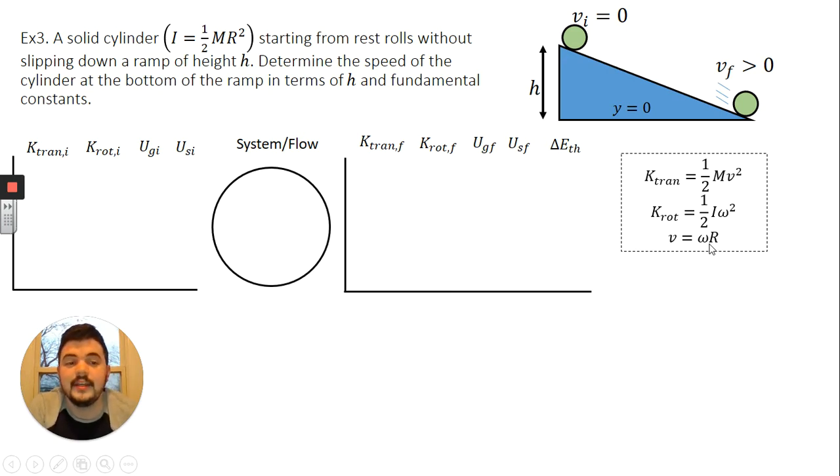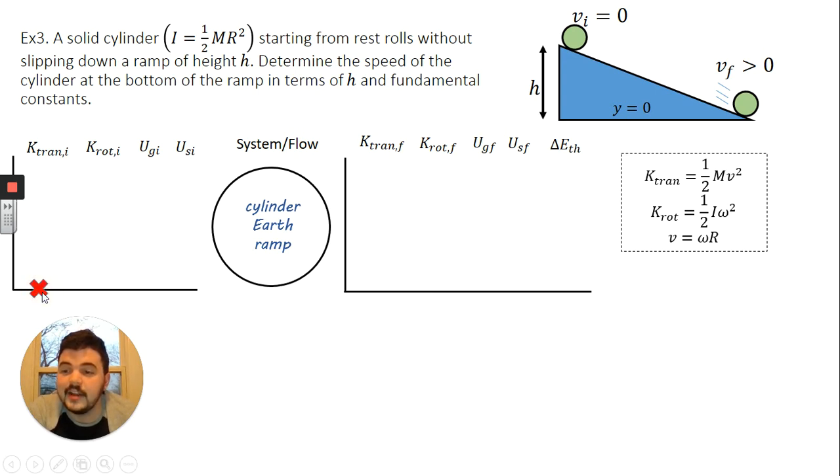That's going to come into play later on. So with that, let's make our LOL diagram. First step, identify our system. It's going to consist of the cylinder, the ramp, and the earth. And this ramp needs to be in the system because there is a static friction that is torquing the cylinder to give it some rotation.